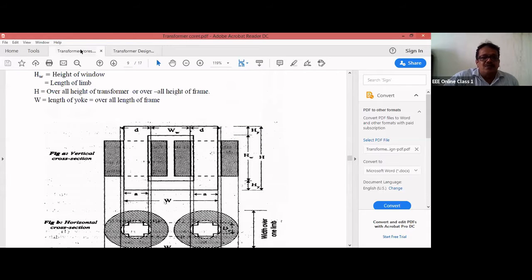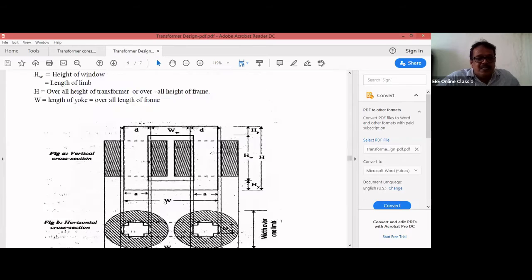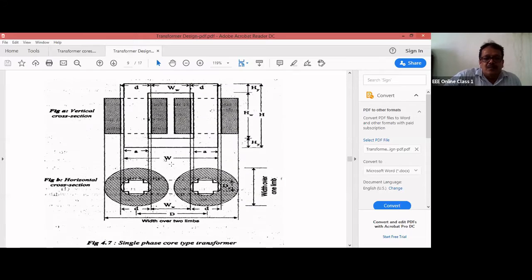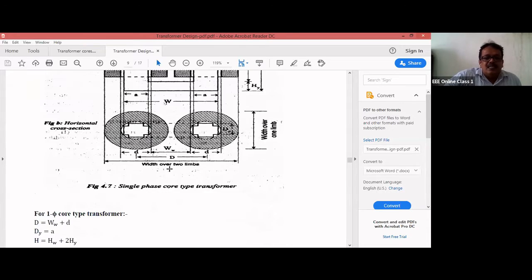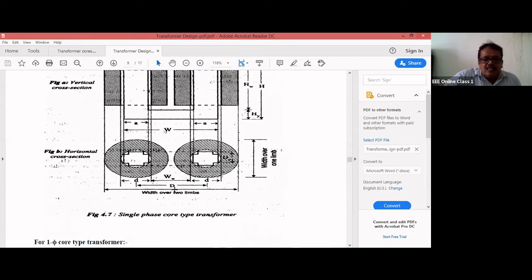If you go to the three-dimensional view of the cruciform core, this is depth, this is height. So the depth of the yoke will be what? The width of the largest stamping. The depth of the yoke will be equal to the depth of the core, equal to the width of the largest stamping. So dy is equal to A, and H is equal to HW plus 2HY, and W is the overall length of the yoke, D plus A.